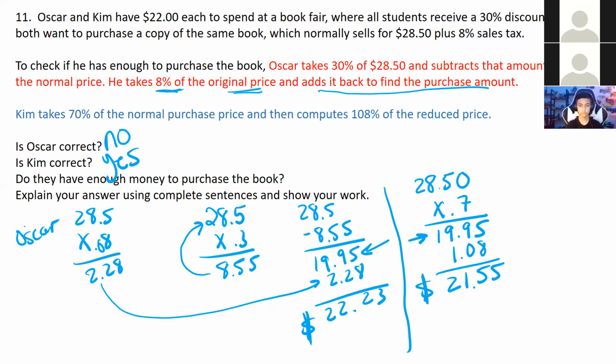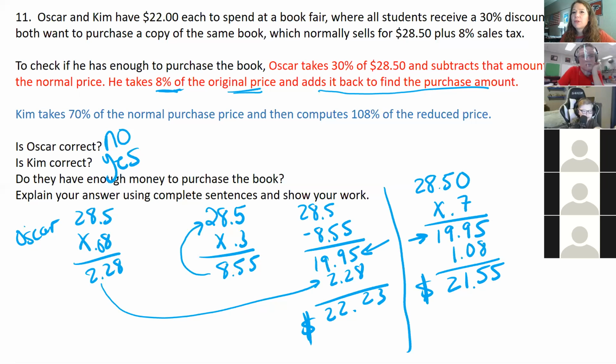He messed up where he took 8% off the original price. Oh, who said it? Noah. Oh, I did. What did you say? Where did he mess up? He takes 8% off the original price. Well, yes, he finds 8% of not the sales price, but the original price, and you can't do that. So this is where Oscar messed up. He should have figured out he could still find 8% and add it, but he was supposed to find 8% of the sales price. And if he'd done that and added it, he would have got exactly what Kim got.